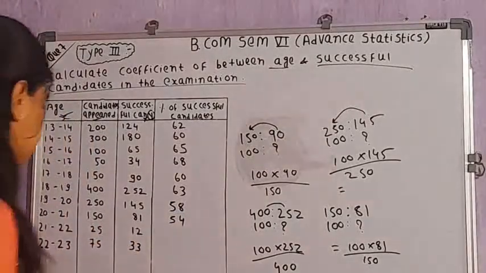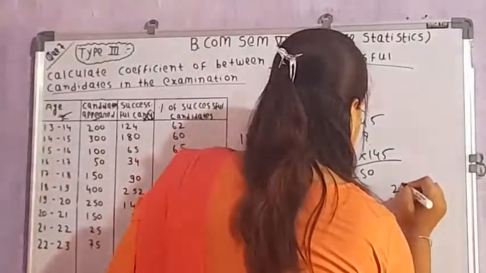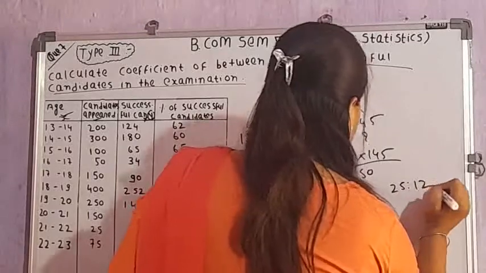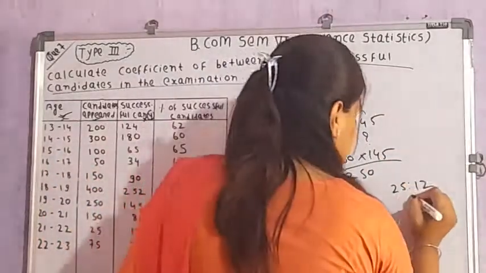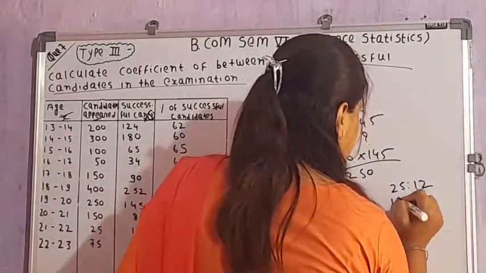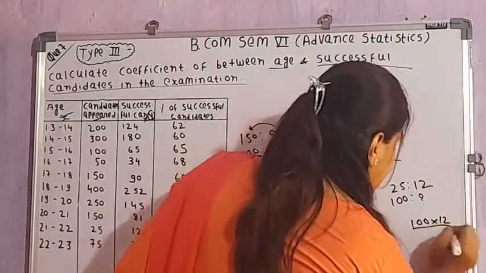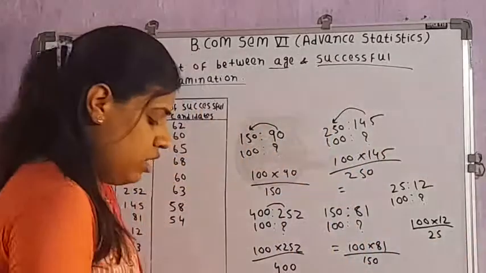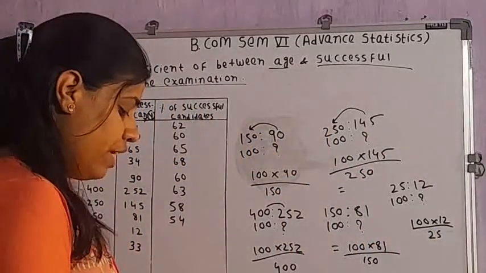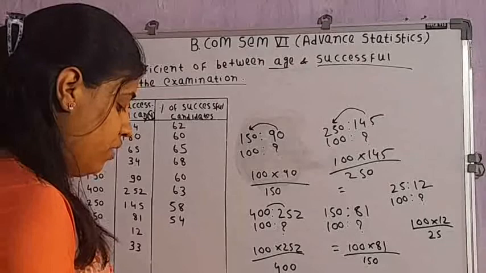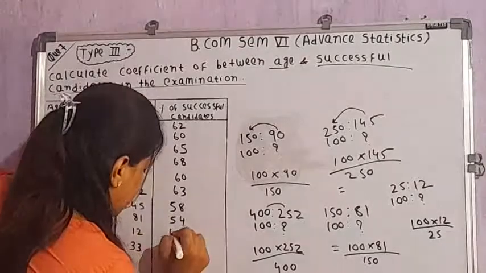Then 25 students have appeared for the exam. Out of them 12 have passed. So how many students will pass if 100 students appear? So 100 into 12 divided by 25. So it will come to 48.